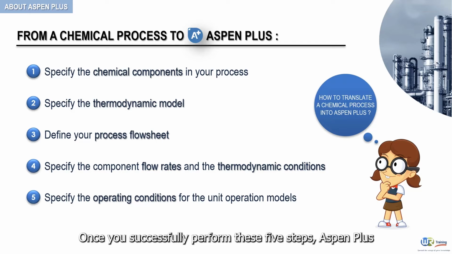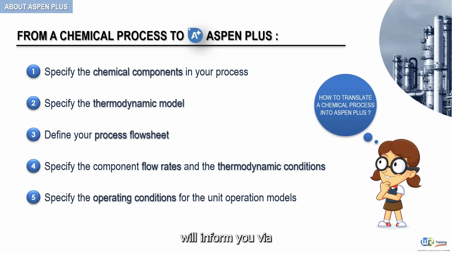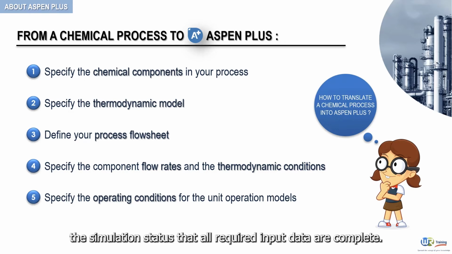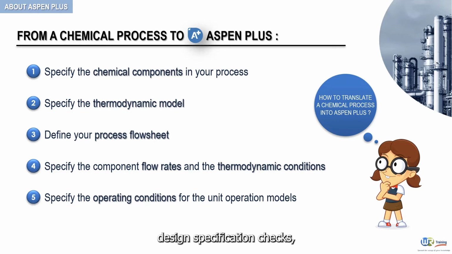Once you successfully perform these 5 steps, Aspen Plus will inform you via the simulation status that all required input data are complete. You can then run the simulator, perform sensitivity analyses, design specification checks, equipment debottlenecking studies, and so on.